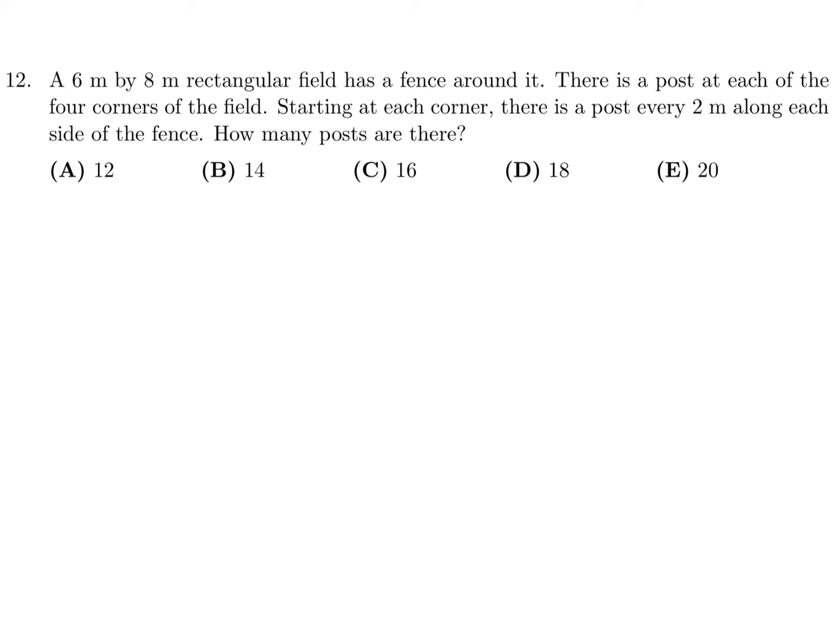A 6 by 8 rectangular field has a fence around it. There is a post at each of the 4 corners of the field. Starting at each corner, there is a post every 2 meters along each side of the fence. How many posts are there?